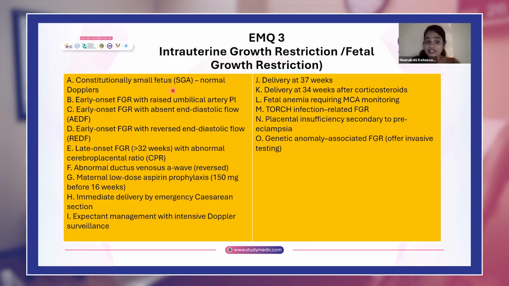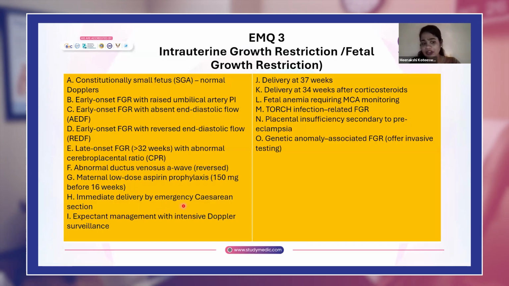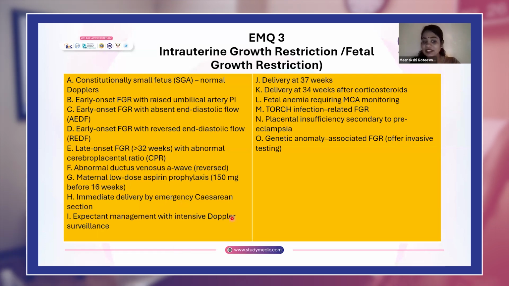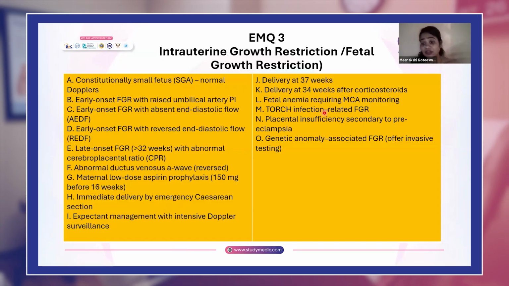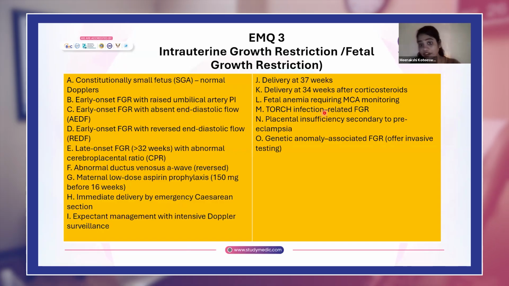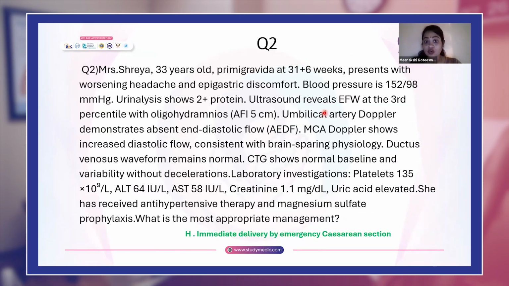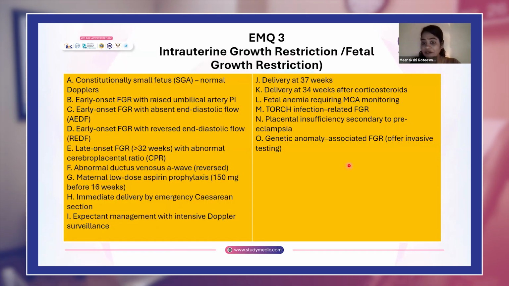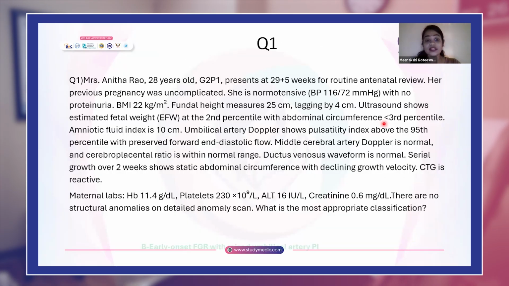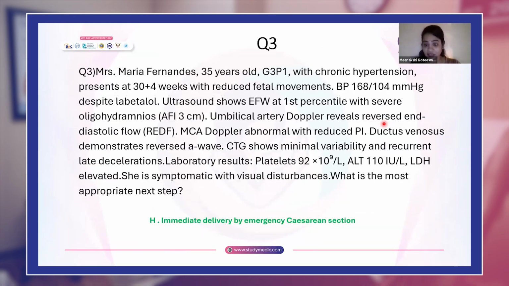So they're not asking for classifications. So obviously, this is going to go there. Immediate delivery by emergency cesarean is not required here. Expectant management with intensive Doppler surveillance, yes, you may have a doubt, but they are asking you about the next management. What are you going to do? And she's already at 36 weeks, 5 days, and the CPR is already altered. So the rest of the options are also not quite fitting in, and you will have to be delivering the woman.